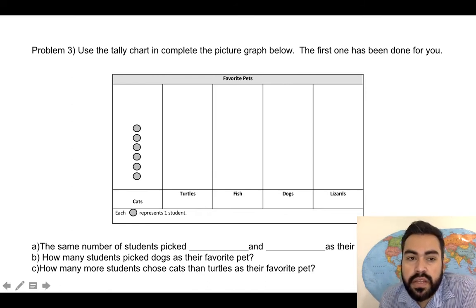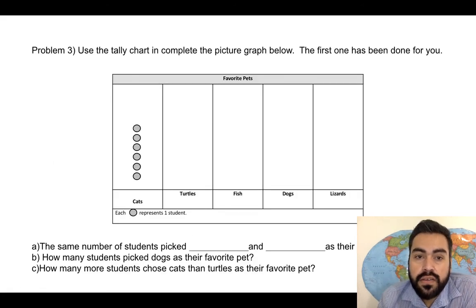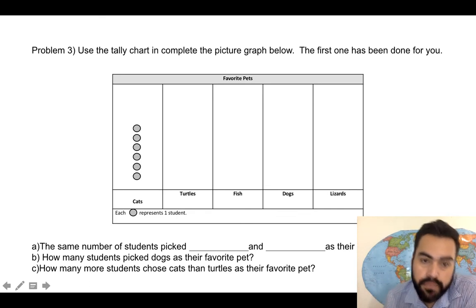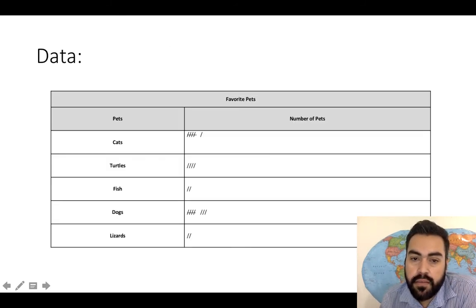So here we look at this right here. This is problem 3, by the way. And we're going to use the tally chart from here to fill this out. It says, use the tally chart to complete the picture graph below. The first one has been done for you. So we see each circle represents 1 student. So that means 1. So I have 1, 2, 3, 4, 5, 6. So yeah, a bundle of 5, 6.